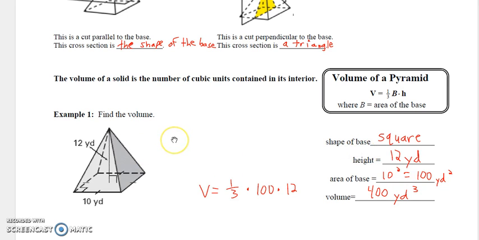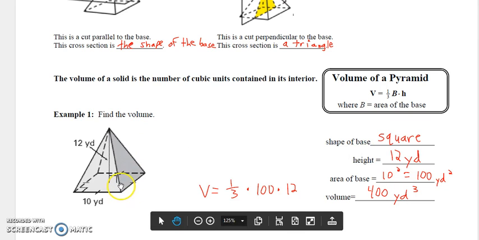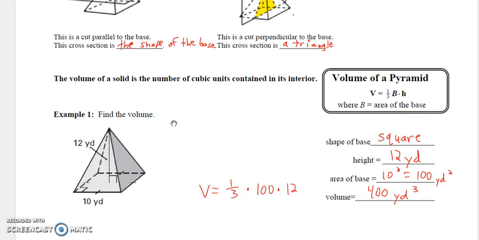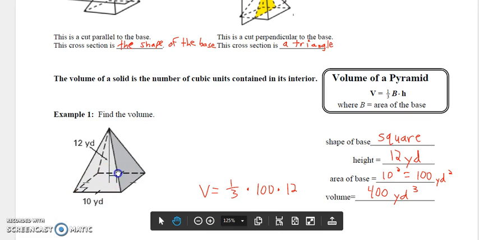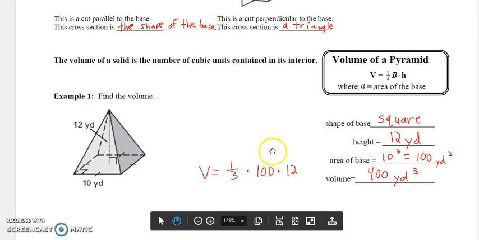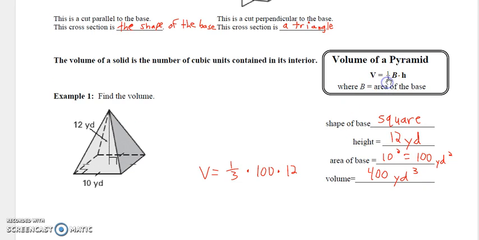This is a pyramid. I can tell because it has one base and it goes to a point at the top. So first I need to recognize that it is a pyramid. Then I have to say, what is the base? Well, if you look, it has 4 congruent sides, and it has 4 right angles. So it's a square. So the shape of the base is a square. How am I going to calculate the volume? I'm going to do 1/3 times the area of the base times the height of the pyramid.